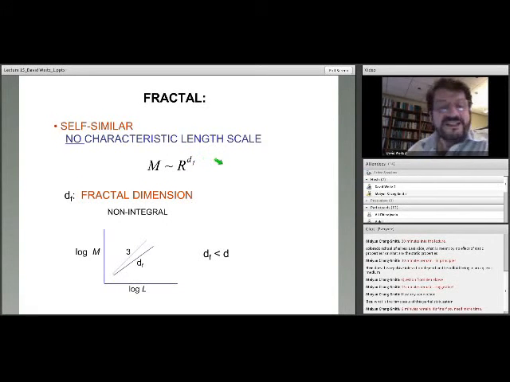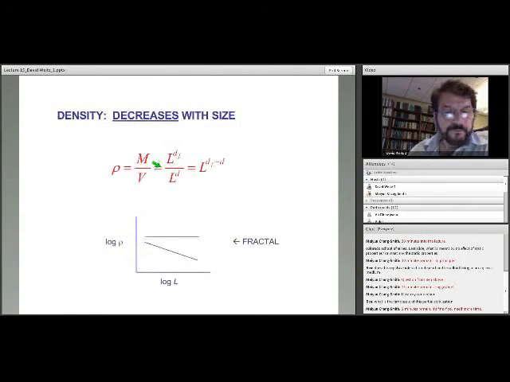One of the important characteristics of a fractal object is that if you calculate its density, that is the mass divided by the volume, the mass scales as the length scale to the fractal dimension, whereas the volume scales as the length scale to the Euclidean dimension. And since the fractal dimension is less than the Euclidean dimension, this number, the fractal dimension minus the Euclidean dimension, is negative, and so the density actually decreases with size.